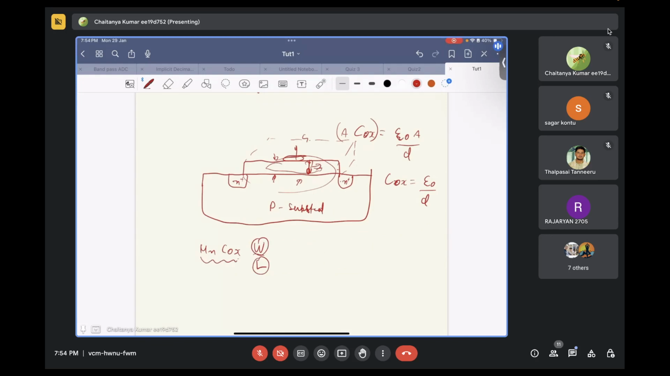This is controlled by the process when you are actually designing an IC. And apart from that, the voltages that you give on gate, drain, source, that is under your control. But there is no control on the mobility or the capacitance per unit area. Is this clear?